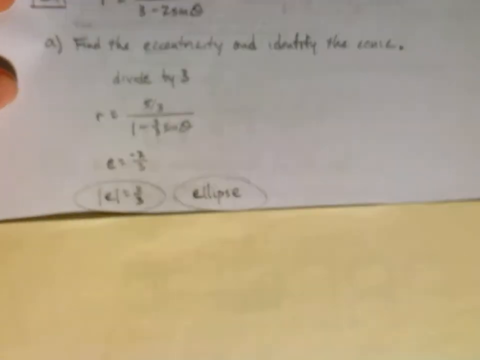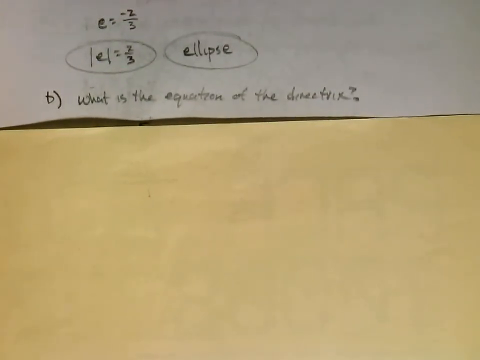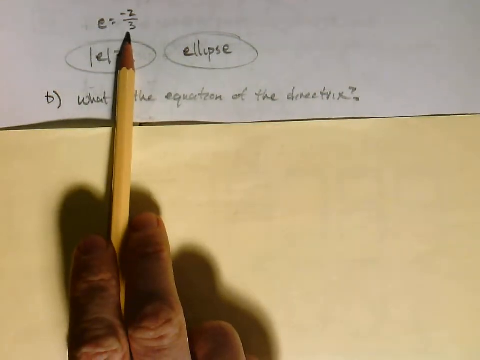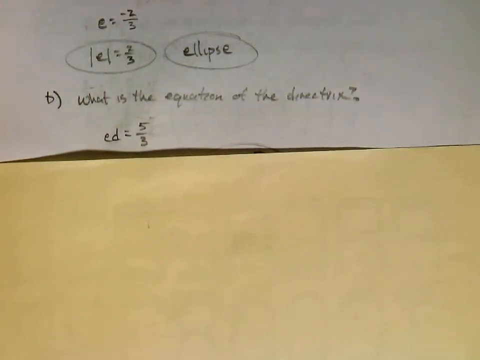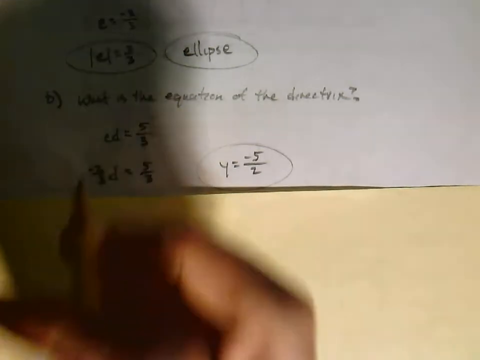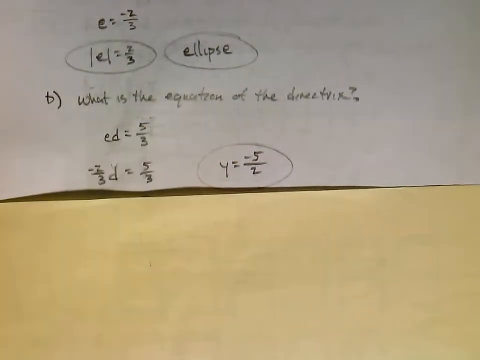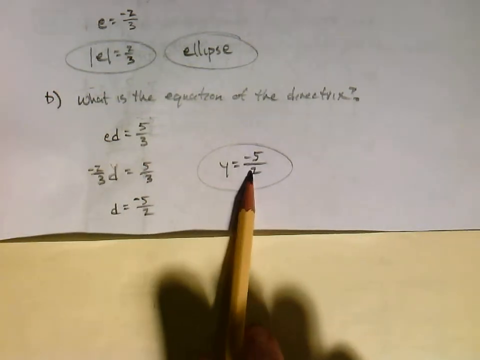Let's move on to part B. What is the equation of the directrix? Okay, here we need the d. Well, if e is negative 2/3 and we have a 5/3 on top, we know that e times d equals 5/3. So negative 2/3 times d equals 5/3. And d equals negative 5 over 2. That will get us the equation of the directrix.